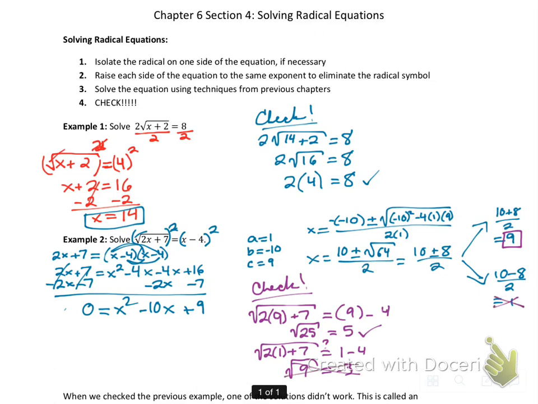That is called an extraneous solution. That's what's in the next blank. When we checked the previous example, one of the solutions didn't work. This is called an extraneous solution. You must always check for these. So because one didn't work, if I wrote 9 and 1 as my answers, I would be completely wrong. You'd get the whole thing wrong because you're showing me that you didn't actually check your answers.